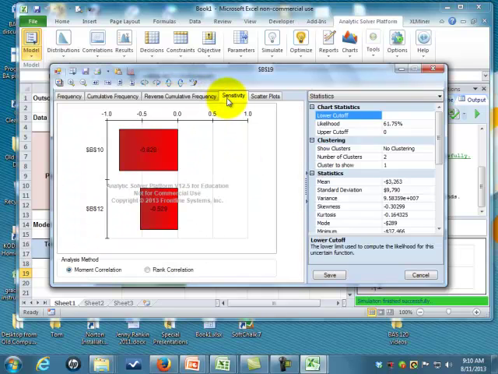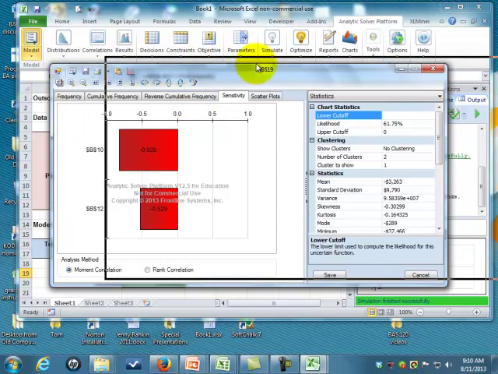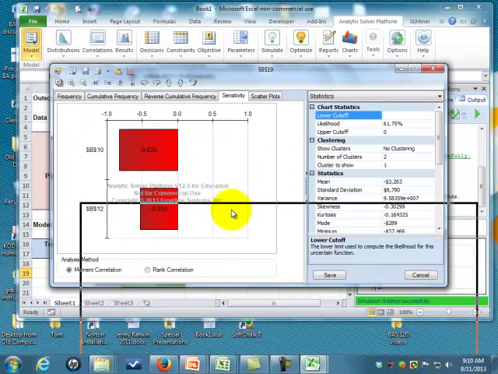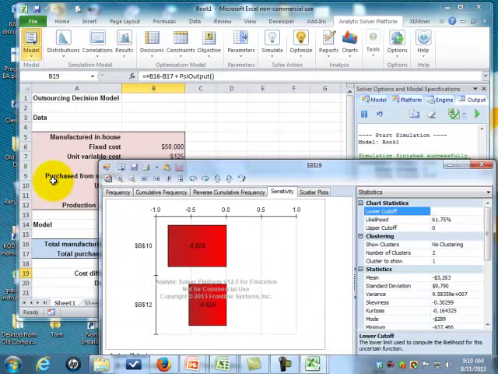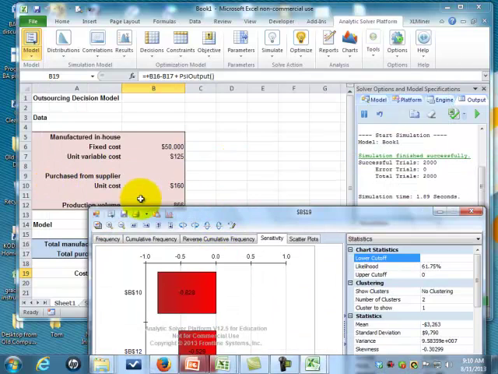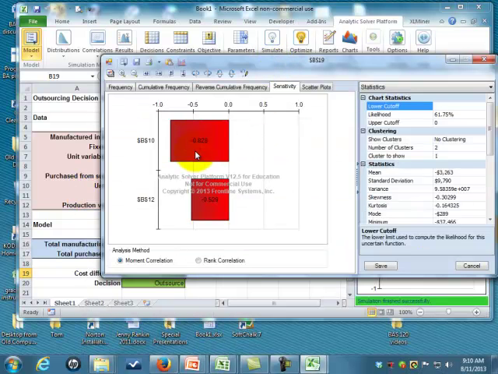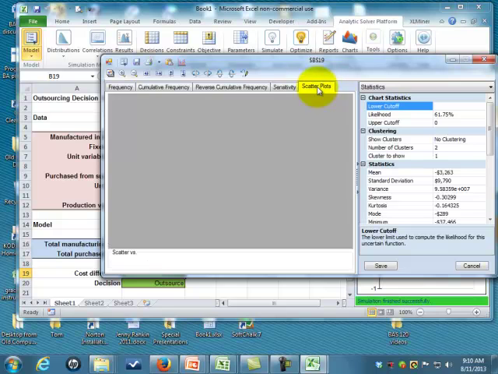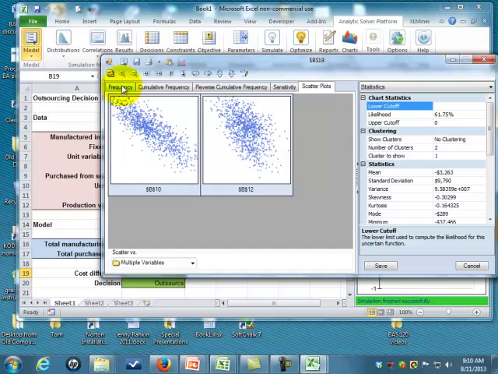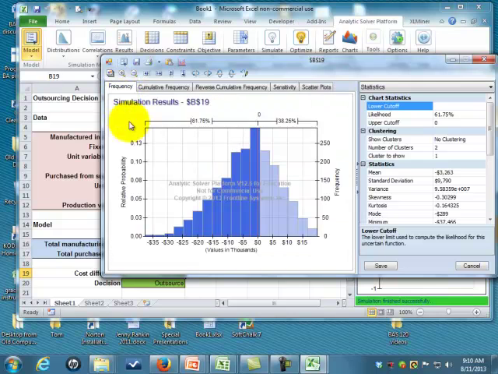Now this is important, sensitivity. So the cell B10 seems to be the most sensitive. And what is that variable? That's the unit price. The unit price that we get quoted from the supplier is the biggest factor in this decision making. And then we can do scatter plots and it shows us different stuff. So that gives you all sorts of information on the outsourcing and how to run a simulation. Hope that helps. Any questions, let me know.